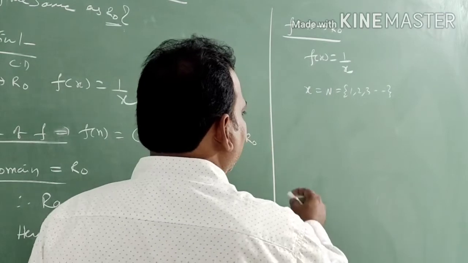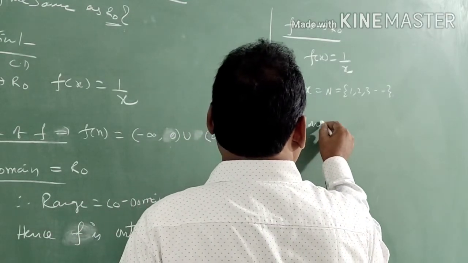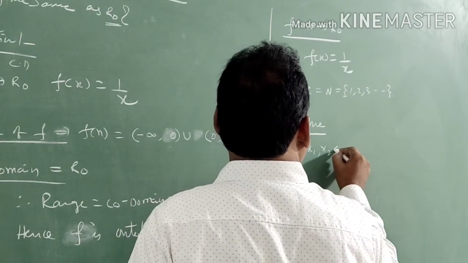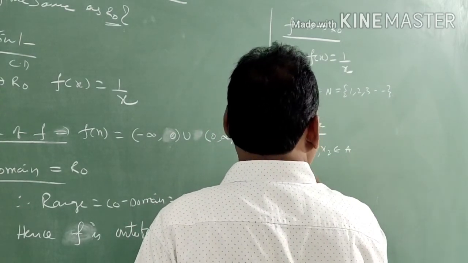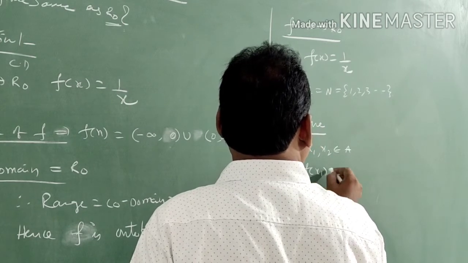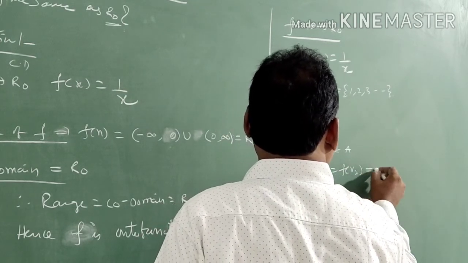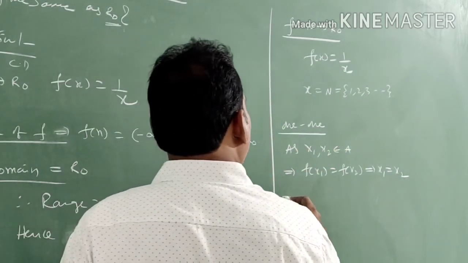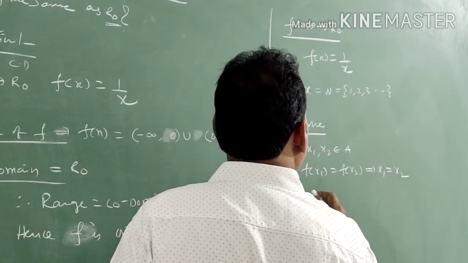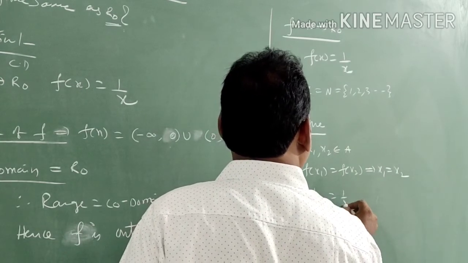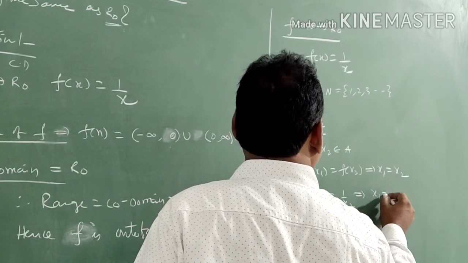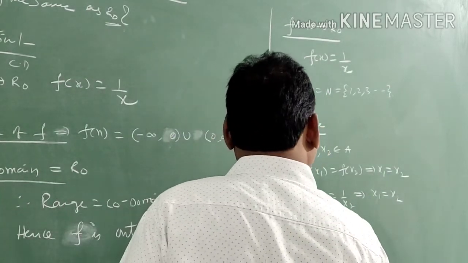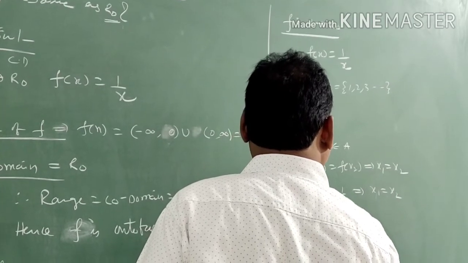So now as per the mathematical definition of 1-1: for x1, x2 belonging to A, f of x1 equal to f of x2 implies x1 is equal to x2. That we are going to prove. What is f of x1 here? f of x1 is equal to 1 by x1 is equal to 1 by x2. That implies x1 is equal to x2 on cross multiplication. So we proved it, f is a 1-1 function.